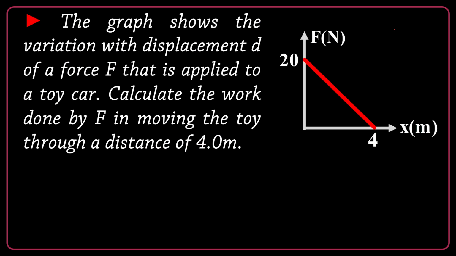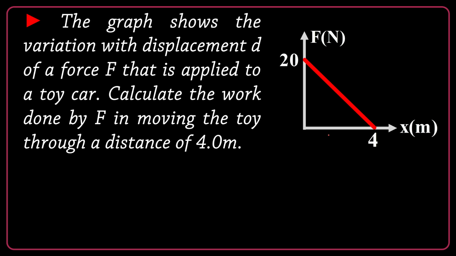The graph shows the variation with displacement d of a force F that's applied to a toy car. The force is not a constant force, it decreases, and the total displacement seems to be 4. Calculate the work done by F in moving the toy through a distance of 4 meters.